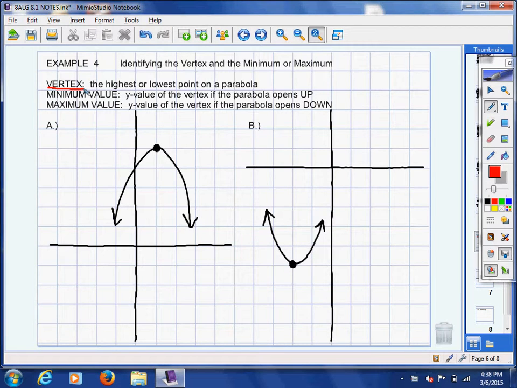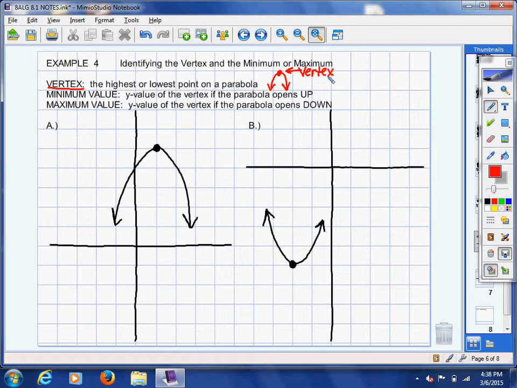First word is vertex. That is your highest point on your parabola, or it's your lowest point. It's the highest point if your parabola opens down. It would literally be the very peak. It's like the very top point, and then before it started coming down again. So that would be your vertex right there, that top point.